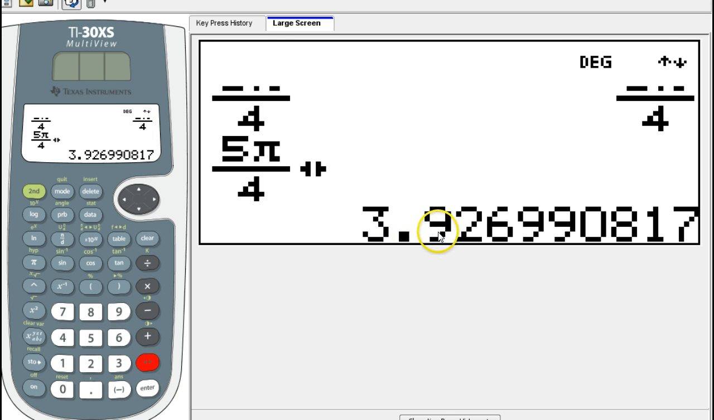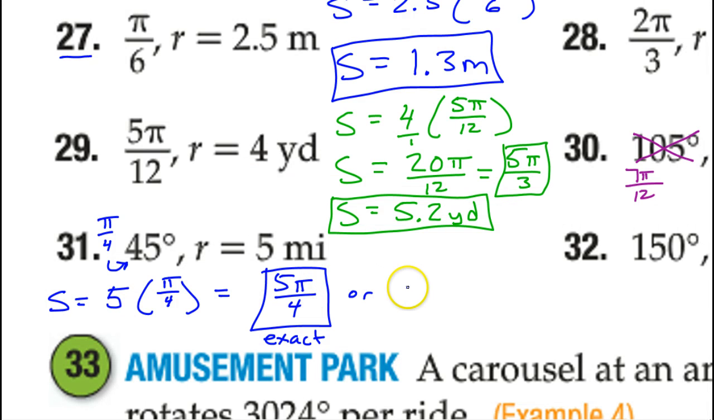Okay, so 3.9 miles. Always get your units in there. That's a good habit to be into. Alright, so that's number 31. Boom.